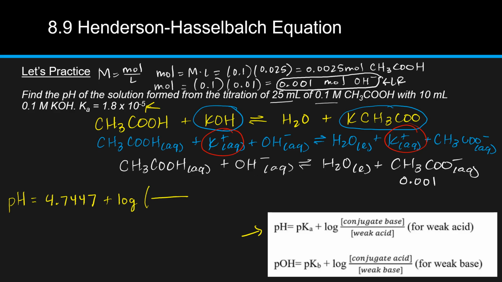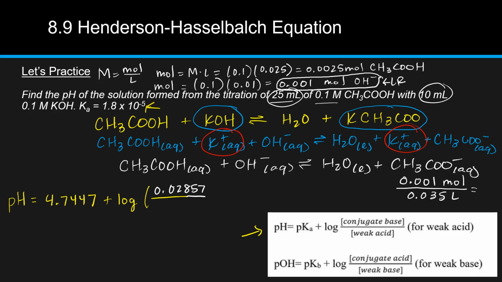So that means in my buffer solution, I have 0.001 moles of acetate, and in order to get my concentration, I'm just going to be dividing that by the total volume. And my total volume is going to be 25 milliliters plus 10 milliliters, which is 35 milliliters. And I want to divide that by liters, so it's going to be 0.035 liters. And that's going to give me my concentration of my conjugate base, which is the numerator in the Henderson-Hasselbalch equation.